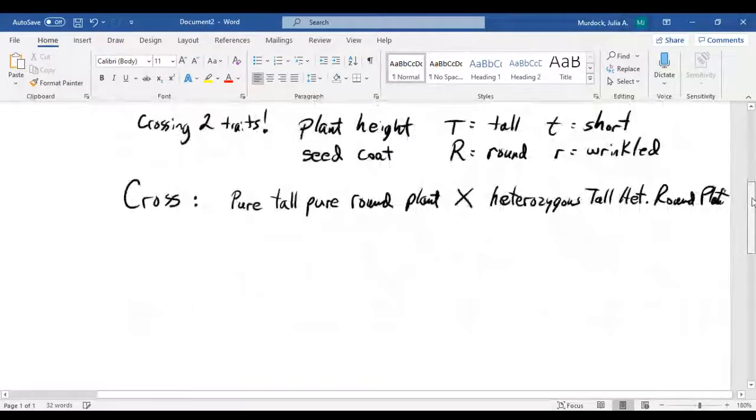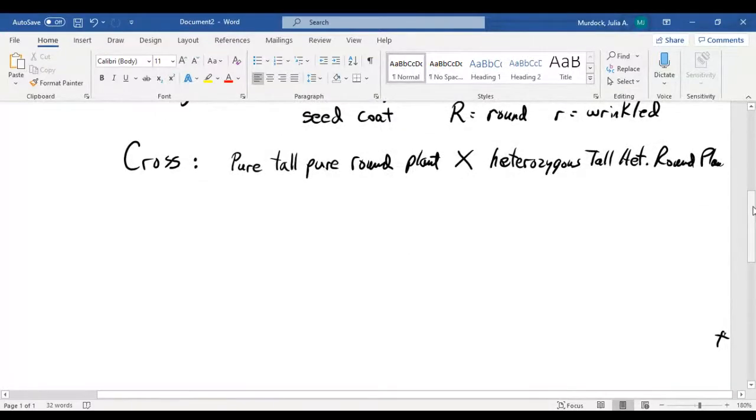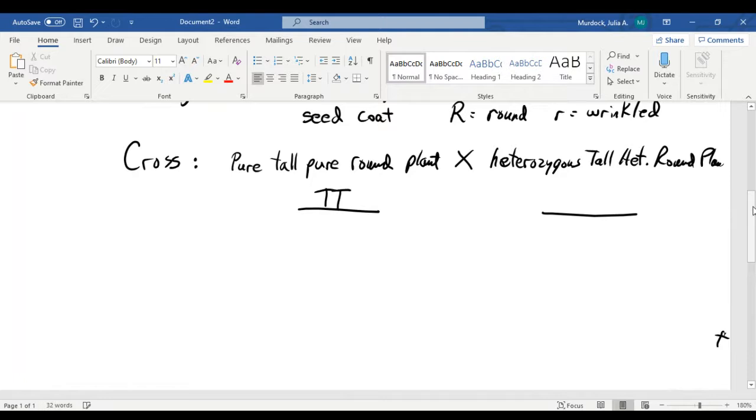So let's take that down. What would be the genotype for this plant and this plant? Think about that for a minute. Instead of having just 2 letters, you're going to have 4 letters for each parent plant. So pure tall would be big T, big T. Pure round would be big R, big R. I could also have said homozygous instead of pure. So there's one parent's letters.